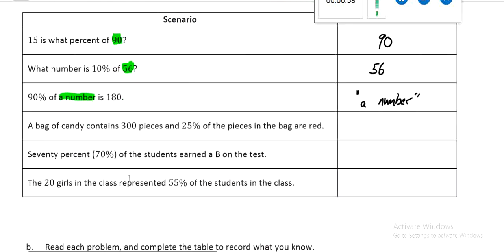All right, moving on. A bag of candy contains 300 pieces, and 25% of the pieces in the bag are red. So this one's a little different. The whole in this case is all of the pieces of candy in the bag. So I know that it says 25% of is right here, but they already gave us the whole. So the rule doesn't actually apply in this case. The bag of candy contains 300 total, so 300 is the whole.